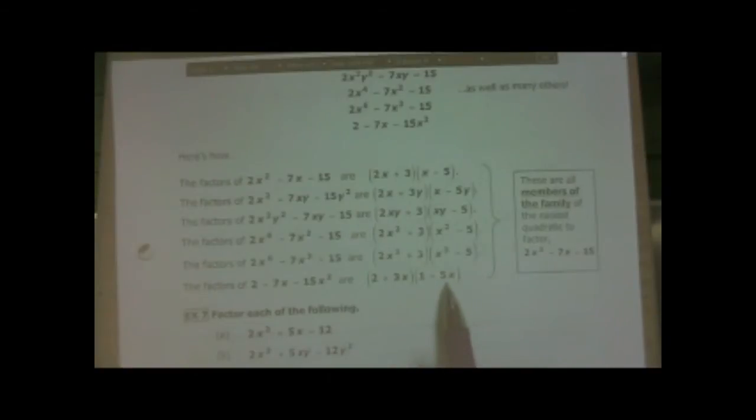All right? We practiced doing this before we learned how to do the trinomials that had a number in front of the x squared. So this should be somewhat familiar to you.